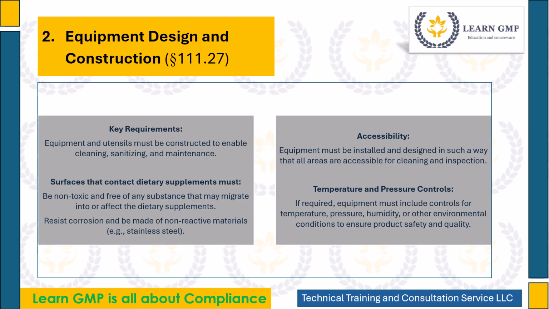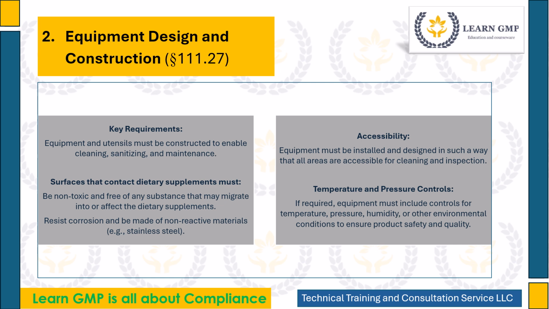Equipment Design and Construction, Section 111.27. Key requirements. Equipment and utensils must be constructed to enable cleaning, sanitizing, and maintenance. Surfaces that contact dietary supplements must be non-toxic and free of any substance that may migrate into or affect the dietary supplements. Resist corrosion and be made of non-reactive materials, for example, stainless steel.